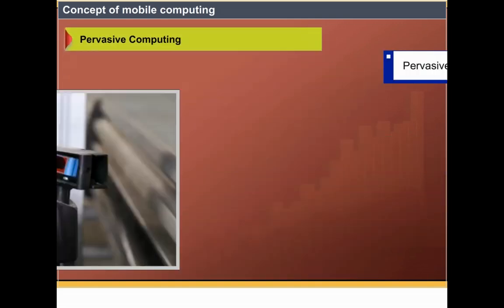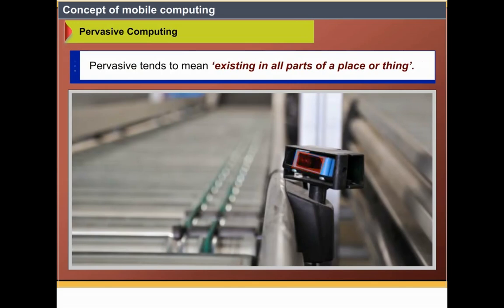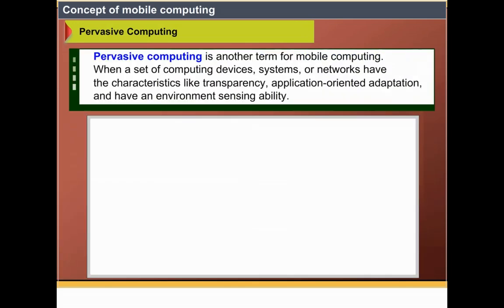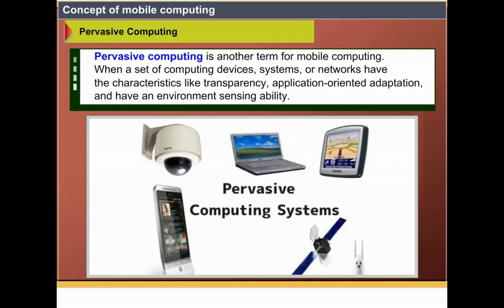Pervasive computing. Pervasive means existing in all parts of a place or thing. Also called pervasive computing when a set of computing devices, systems or networks have the characteristics of transparency, application-aware adaptation and have an environment sensing ability.